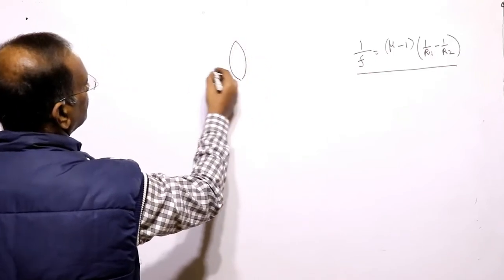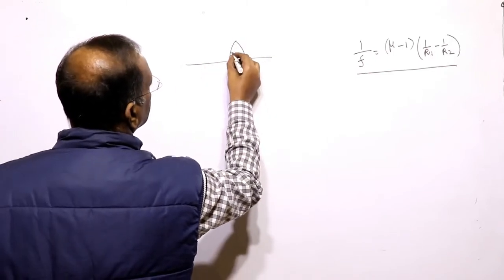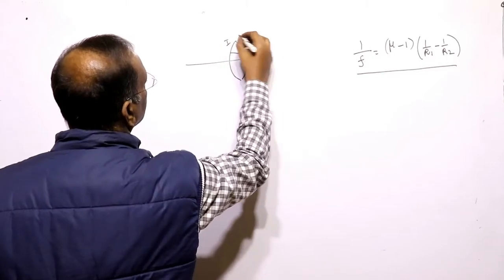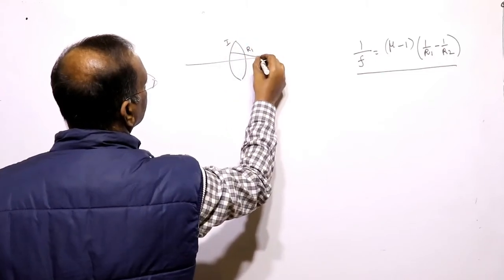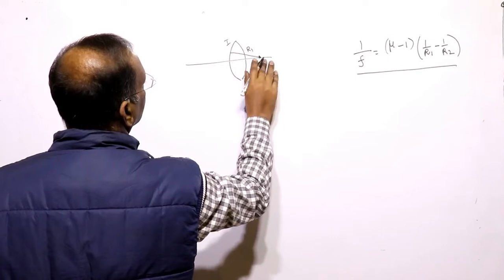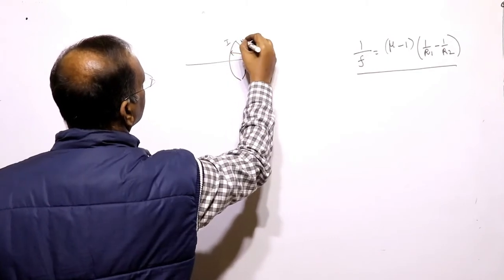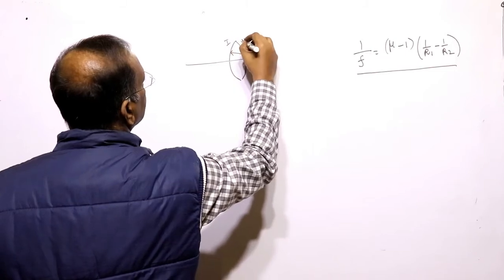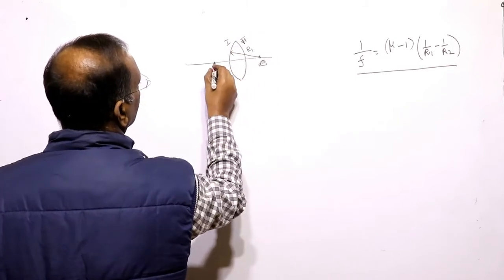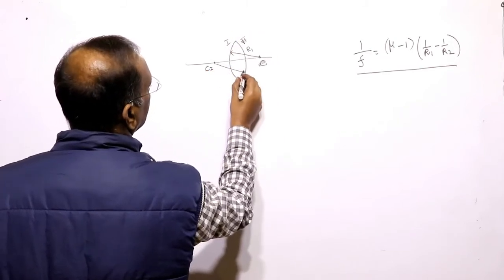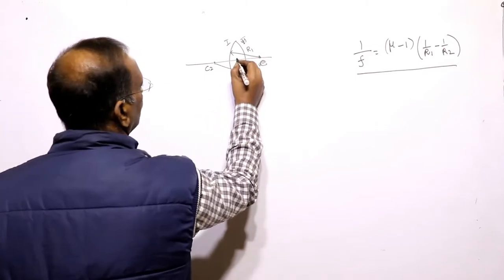For a convex lens, this is the convex lens. This is the first surface and this is the radius of curvature. This is the second surface. This is C2, this is the radius of curvature. So this is the optic center.